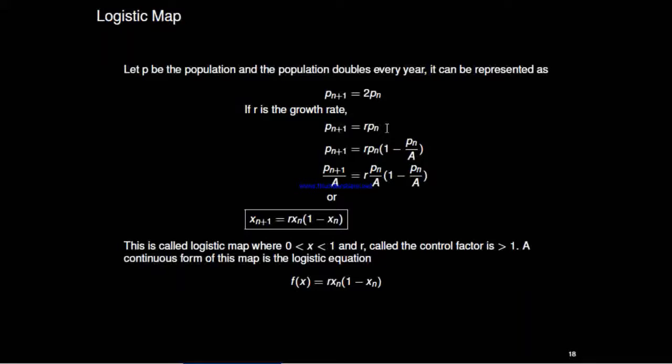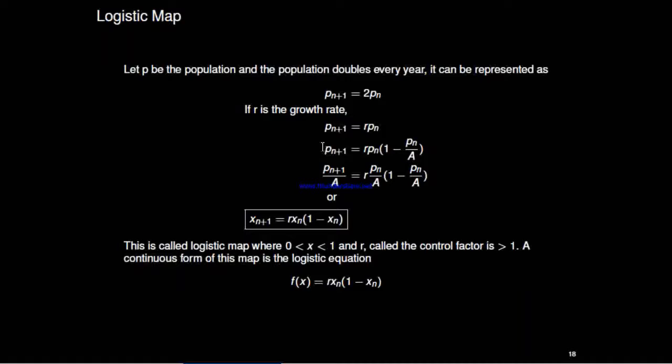Then suppose A is a controlling factor. The growth controlling factor is called the attenuation factor. Then the equation can be modified as Pn plus 1 equals R into Pn into 1 minus Pn by A. Here Pn is the population at this time, and Pn plus 1 is the population at the next time. Then A is called the attenuation rate.